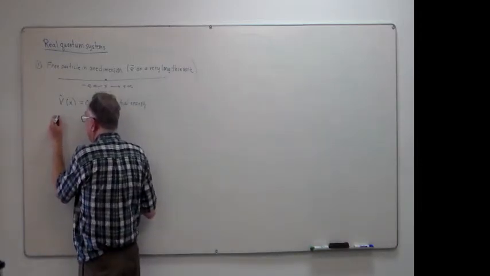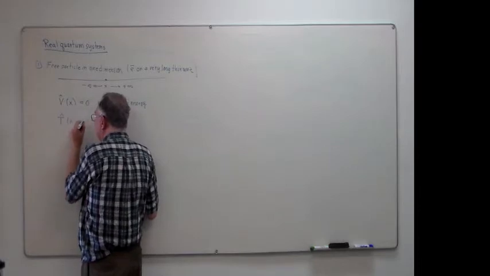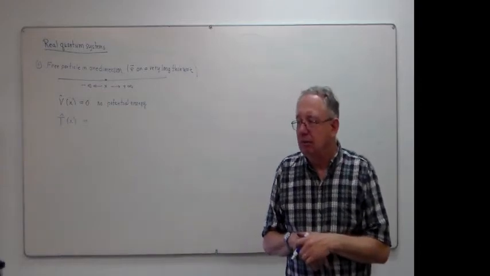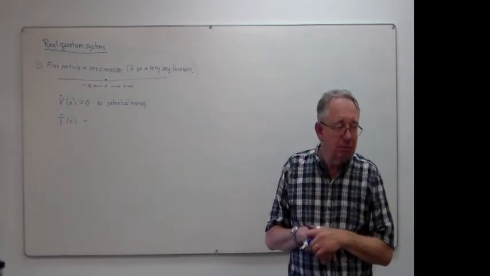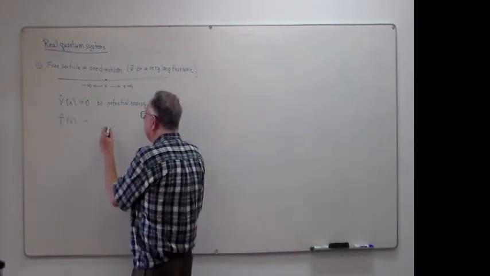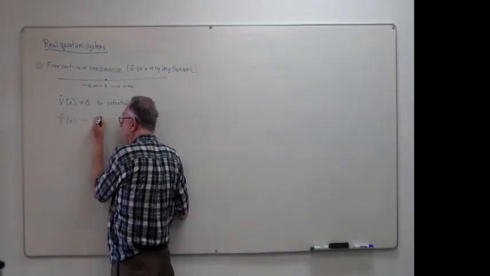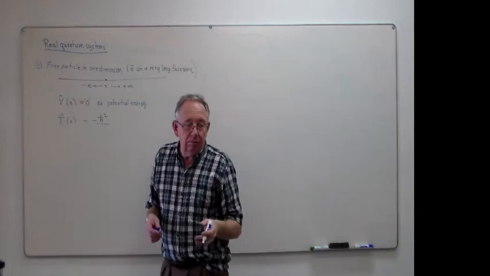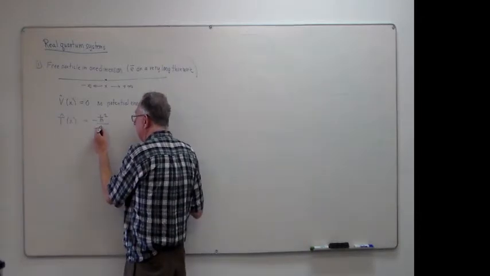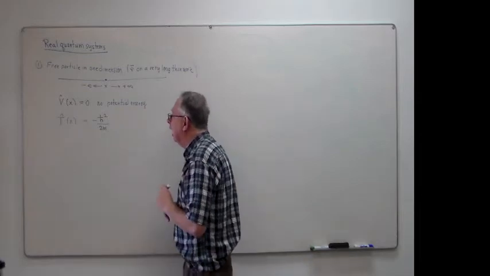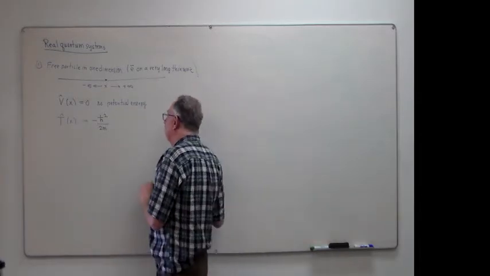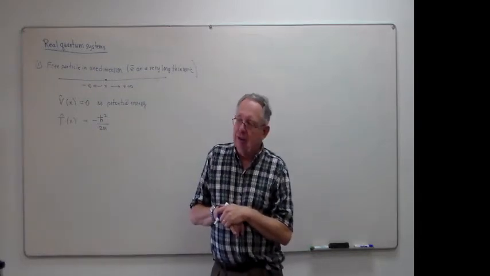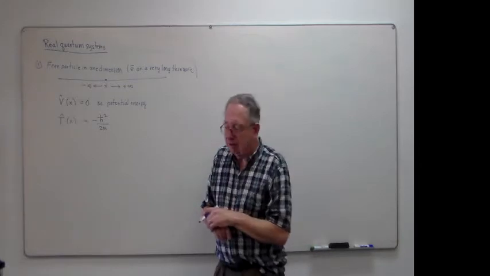Well, what's T of x? We have one particle of mass m. What's the kinetic energy operator? Minus h bar squared divided by 2m. H bar is h over 2 pi. And now what's our derivative? Is it a slope or a curvature? Curvature. It's a curvature.